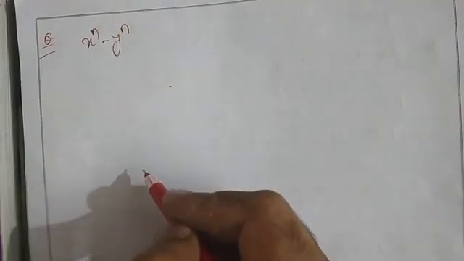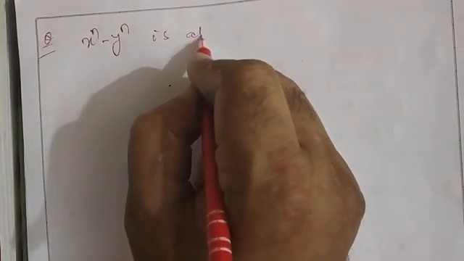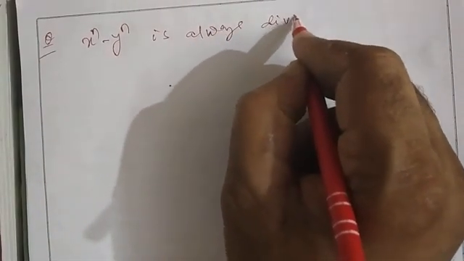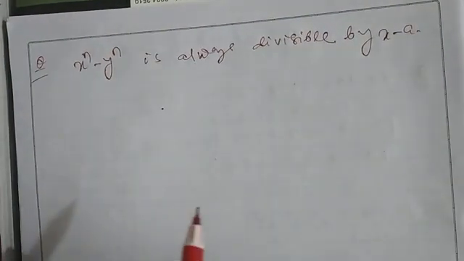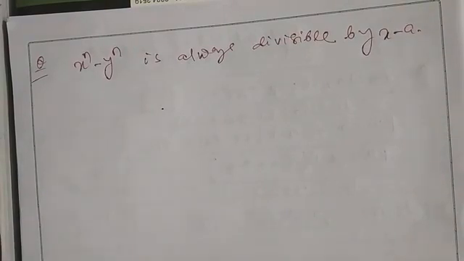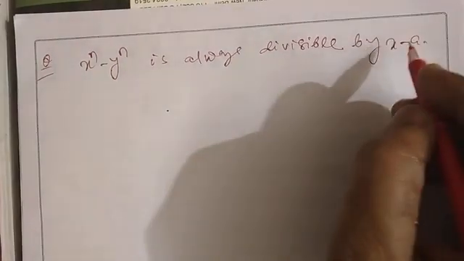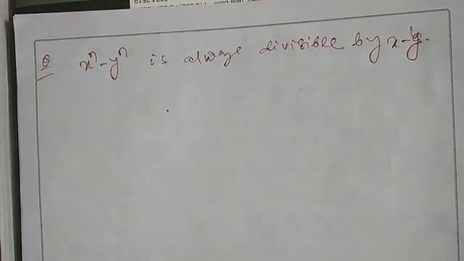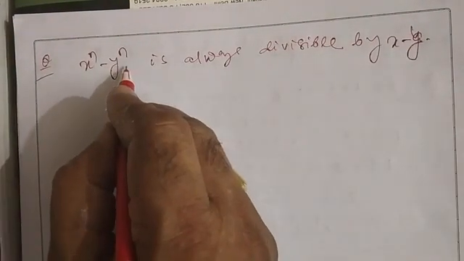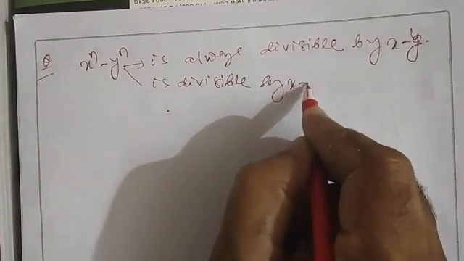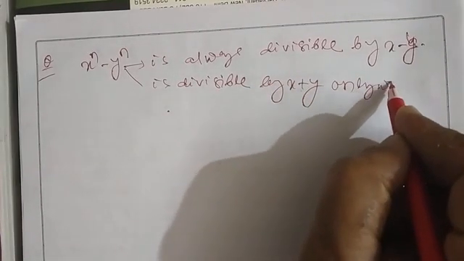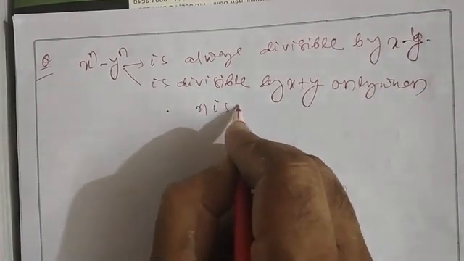Now, next question. x to the power n minus y to the power n is always divisible by x minus y, and this is divisible by x plus y only when n is even.